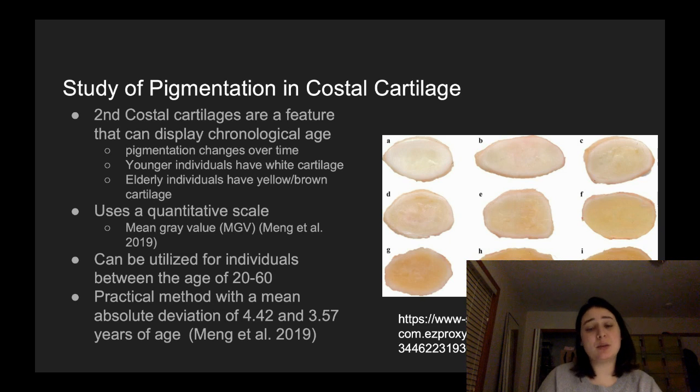So we're looking at that pigmentation change over time, and they were able to quantify this using the mean gray scale. Some of the drawbacks are that this can only be used for individuals between the ages of 20 and 60, rather than individuals who may be a little bit younger or older than that. They felt that this was a very practical method for analysis, with an absolute deviation of 4.42 years of age, and 3.57. So that's still a pretty good predictive range.